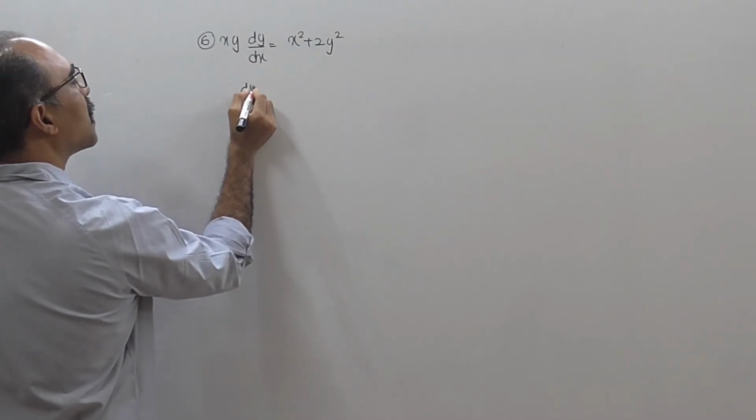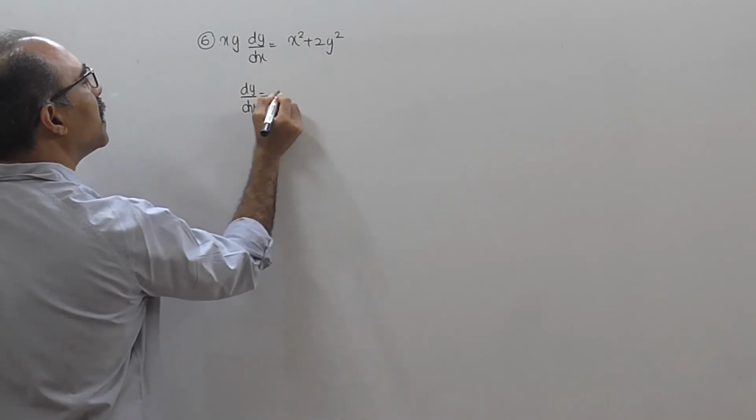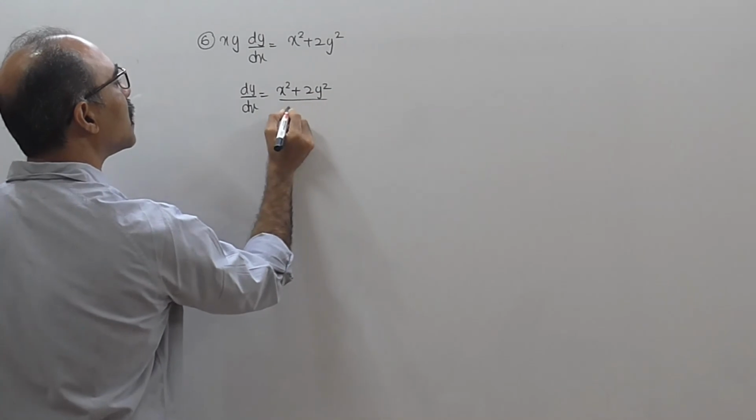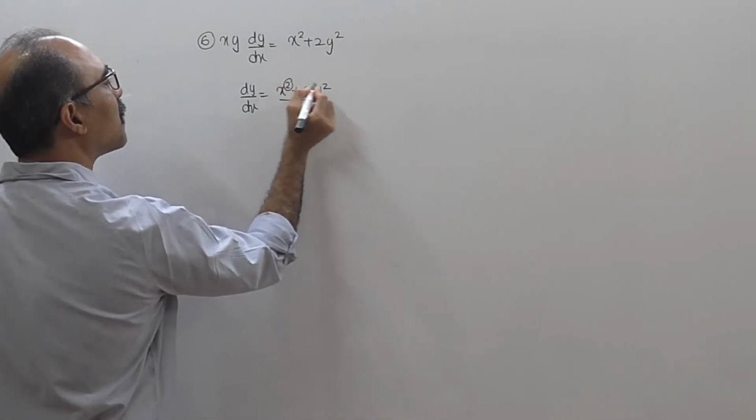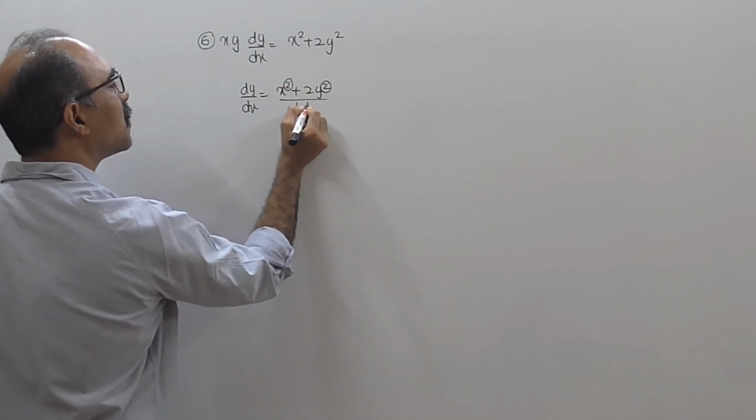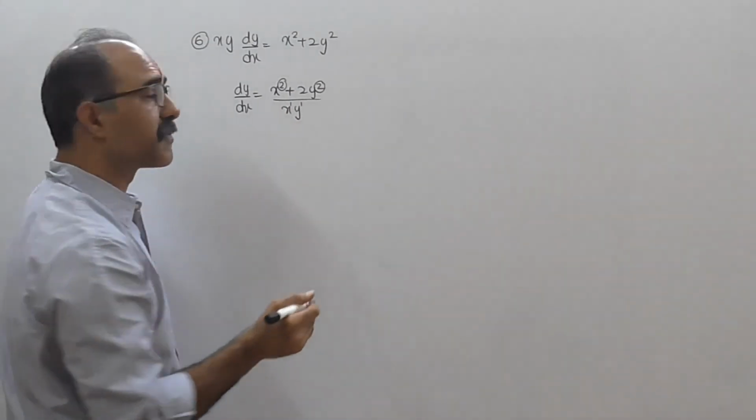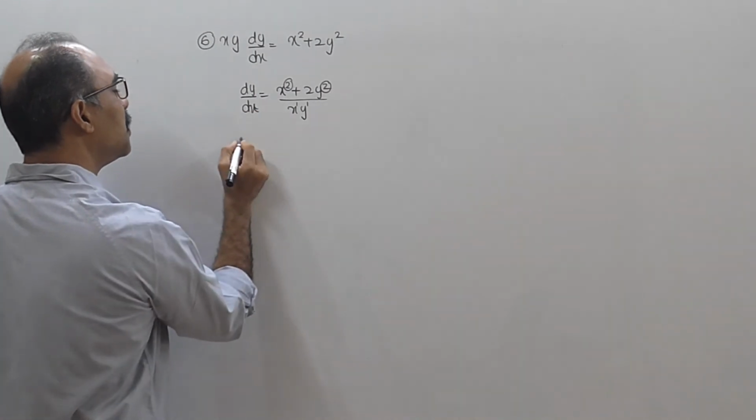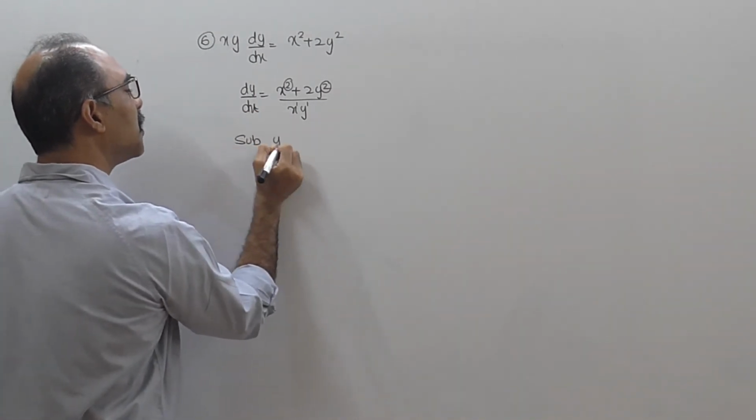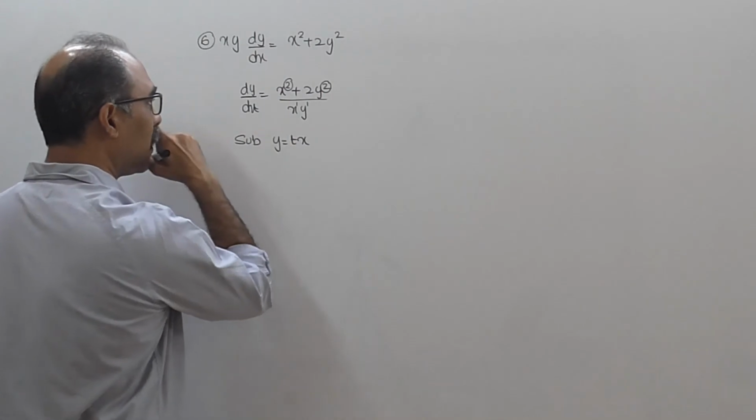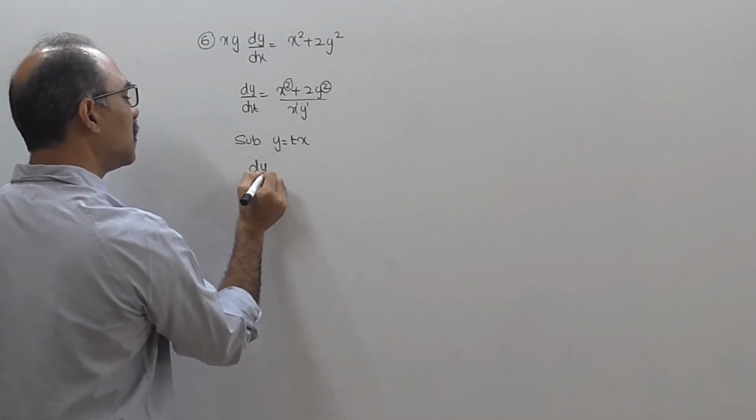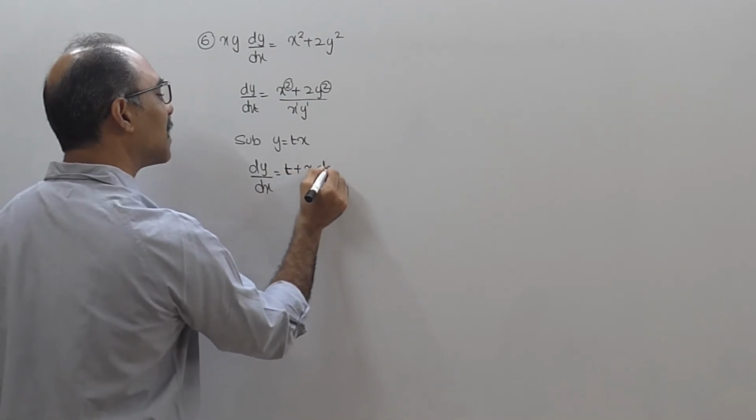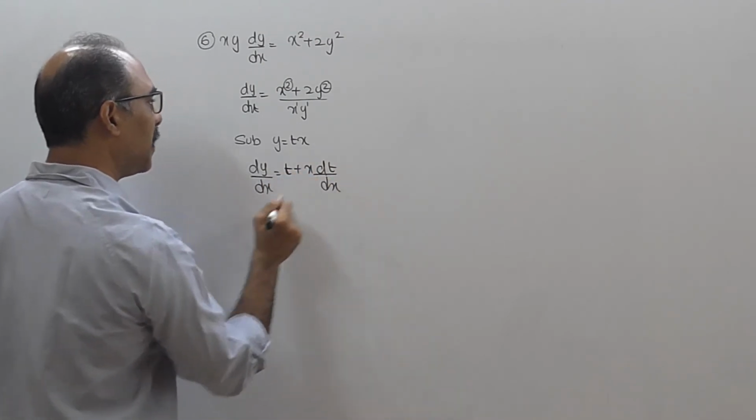First what you do is you try to find the value for dy by dx. So we get x square plus 2y square upon xy. See, the power of x is 2, power of y is 2, x raised to 1, y raised to 1. If you club, I think the power of denominator will become 2. So this is a homogeneous function. So what we can do is we can substitute y equal to tx. So I am writing directly dy by dx equal to t plus x times of dt by dx.